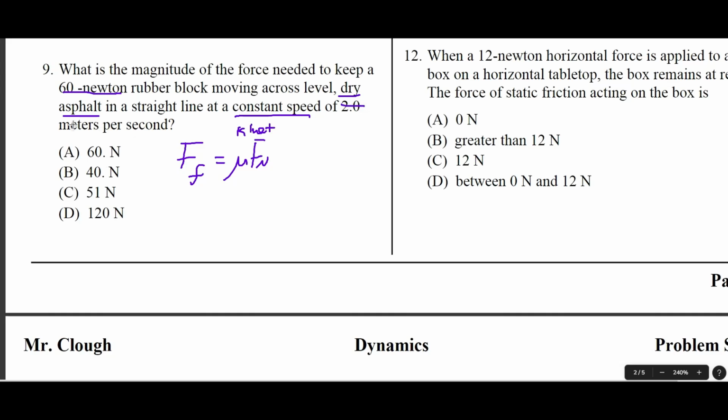The 2 meters per second does not matter. It's just a red herring. As long as it's constant speed, that's all that matters. So the answer for this one is 40 newtons. All right, just plug and chug.